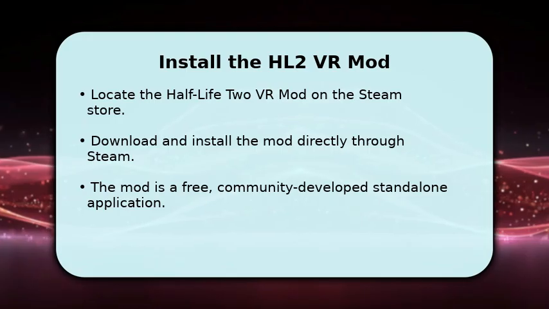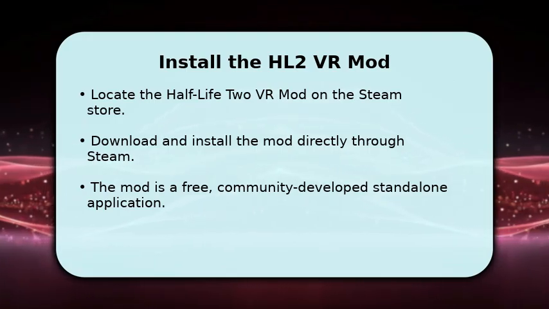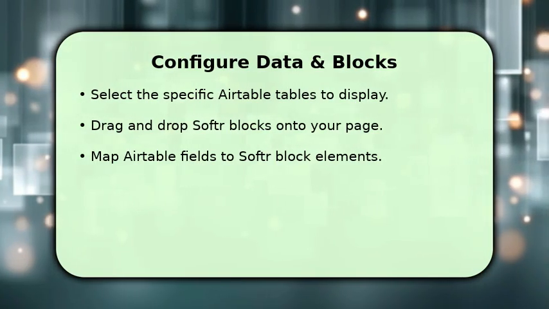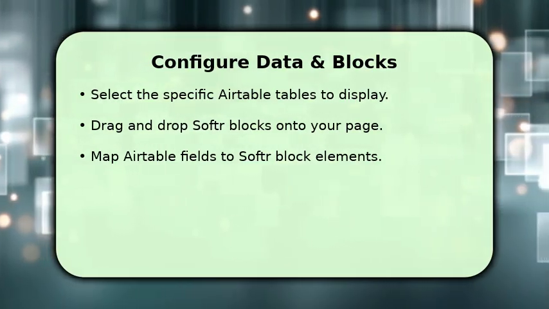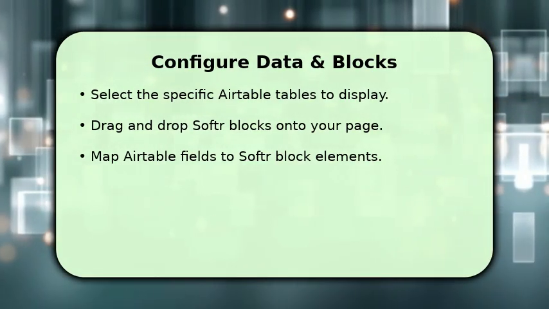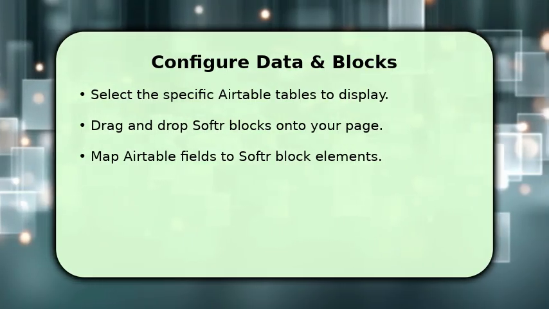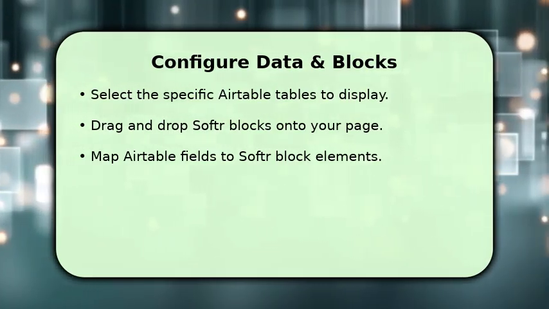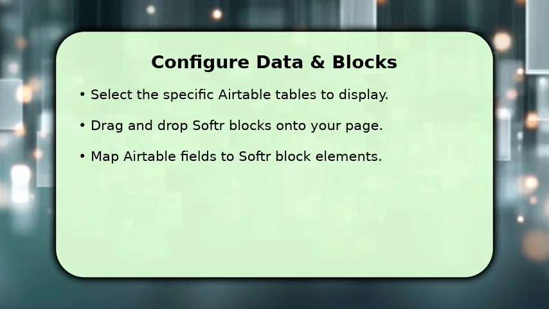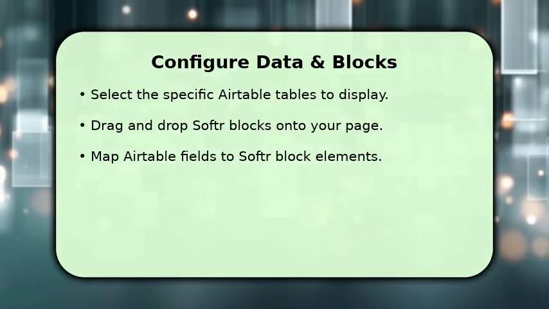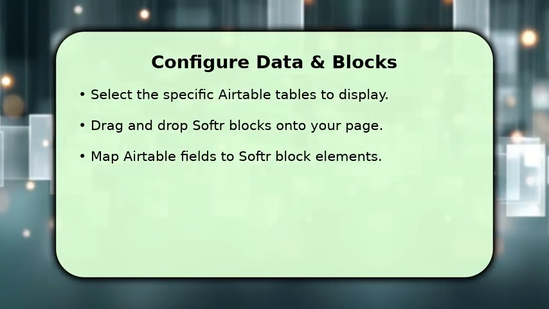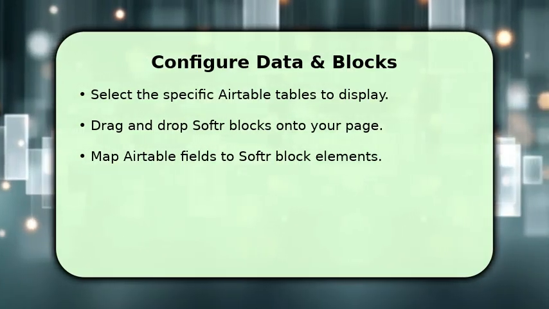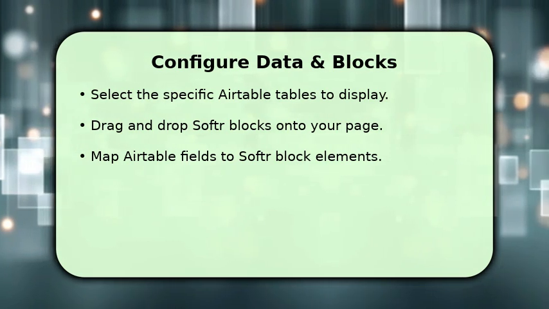With the connection active, it's time to configure your data and blocks. Choose which specific tables from your Airtable base you want to display in your software application. Next, drag and drop various software blocks, like lists or forms, onto your page. You'll then map the relevant Airtable fields to the elements within these software blocks. Finally, customize the appearance and functionality of each block to match your application's design and user experience.